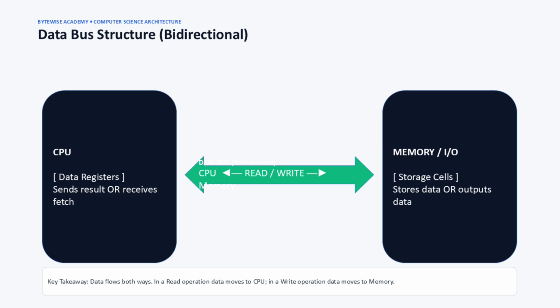Now we have answered two important questions. Where should the CPU access? The address bus answers that. What information should be transferred? The data bus handles that. But there is still one question remaining. Who tells the CPU and memory when to start, when to stop, and whether the operation is a read or a write? That's the responsibility of our third and final bus, the control bus.